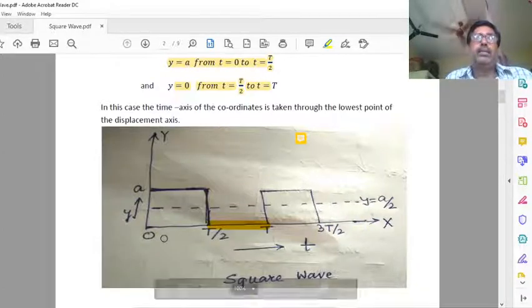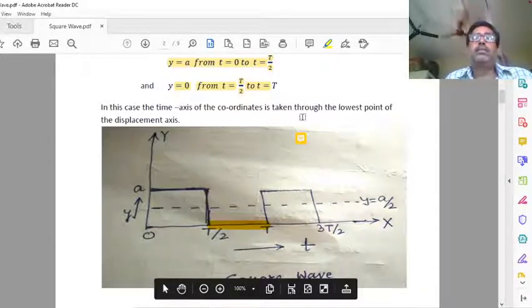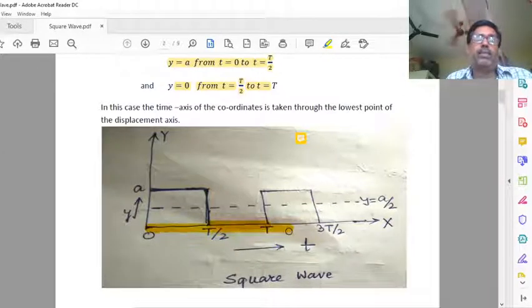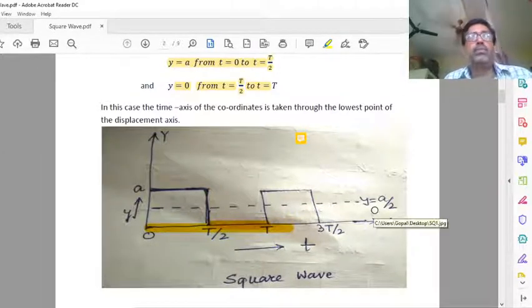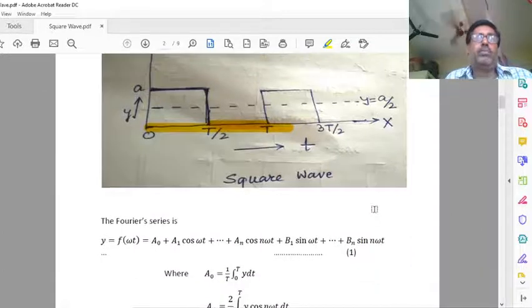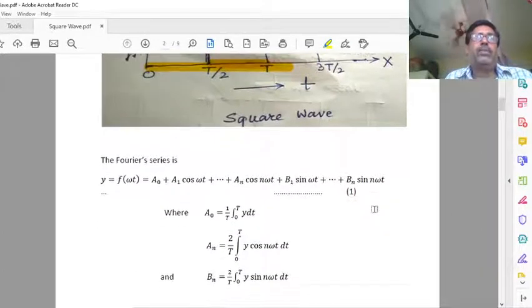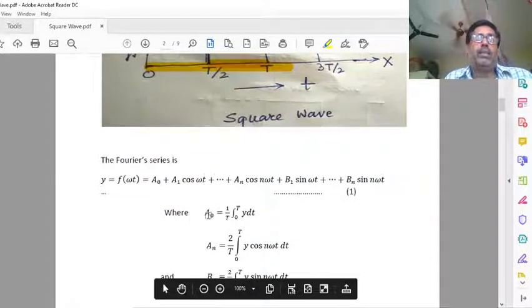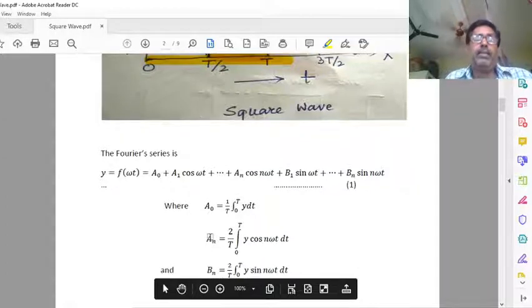You can see the time axis of the coordinates is taken through the lowest point of the displacement axis, this one. But whether this axis is valid or not will be discussed later, because when we find the values of A0, AN and BN, these are the Fourier coefficients.